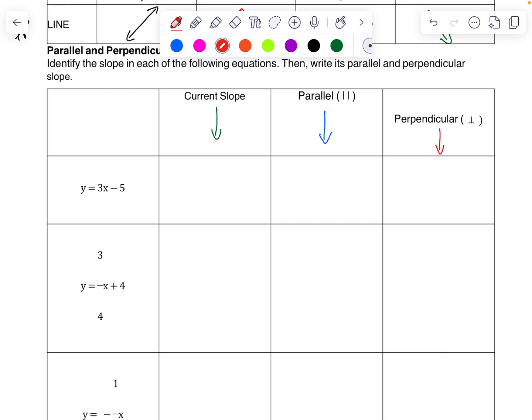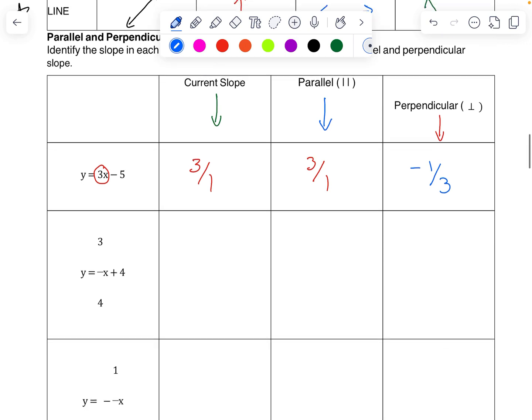Okay. So y equals 3x minus 5. Our current slope is 3 over 1. Okay. What would a parallel slope be? The exact same, 3 over 1. Now, a perpendicular slope means it needs to be the opposite. Well, our current slope is positive. That means this needs to be a negative. And the reciprocal. What's the reciprocal of 3 over 1? 1 over 3. So a perpendicular slope to 3 over 1 would be negative 1 over 3.